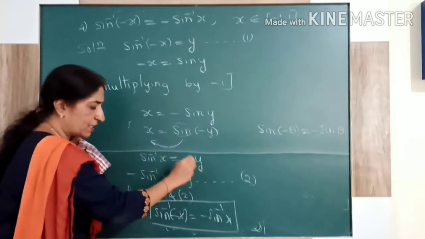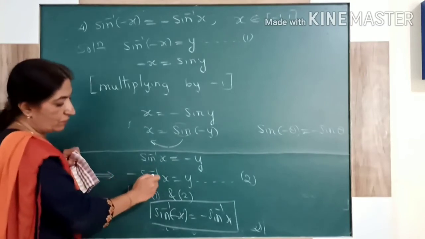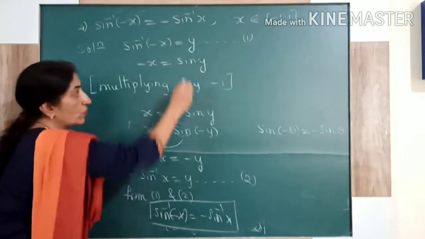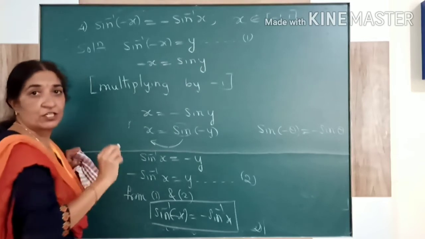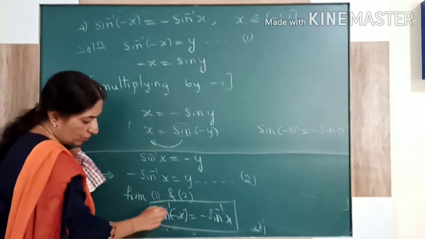No need to write that. It is understood. Just write implies minus sin inverse x is equal to y. This is equation 1 and this is equation 2. In equations 1 and 2, their RHS are equal. In any two equations, if their RHS are equal, their LHS are also equal. So write their LHS.